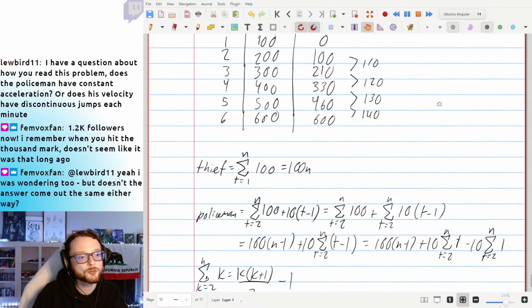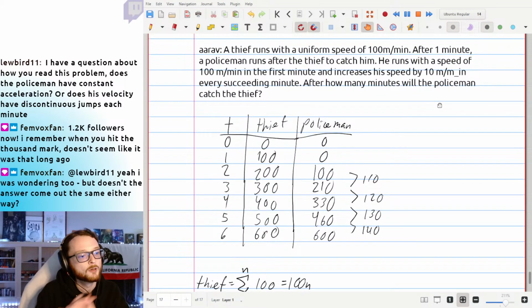Lubert is asking a question. Does the policeman have constant acceleration, or does his velocity have discontinuous jumps each minute? I am assuming it's discrete. Like discontinuous.